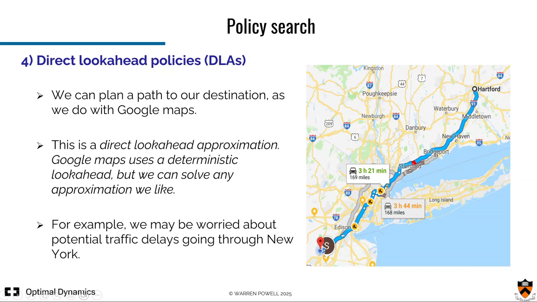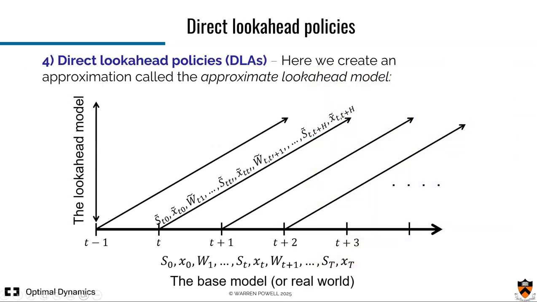Great example. Here is Google Maps. I'm up in the upper right-hand corner in Hartford, Connecticut, trying to get down to Princeton in the lower left-hand corner. There's Google Maps using a deterministic look ahead. It's doing point estimates of travel times, and it's got this great trip right through New York City. Okay, so Google Maps says that's best. Of course, I'm sitting there going, okay, wait a minute, that looks very problematic.